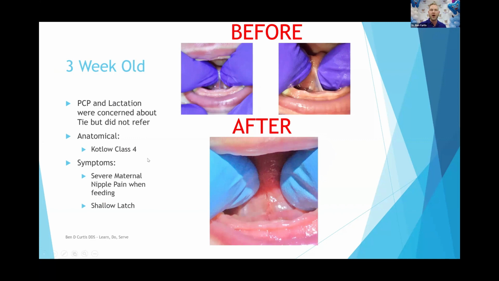This is a case where the baby had an anterior attached tongue and the mother had severe maternal nipple pain. Both the pediatrician and the lactation consultant were concerned about a tongue tie but did not refer. This was the mom's second baby. She breastfed the first one like a champ, but this one struggled and struggled for 3 weeks, and she knew that there was something wrong. She brought the baby to us. We released the tongue, and immediately afterwards, she breastfed like a champ.